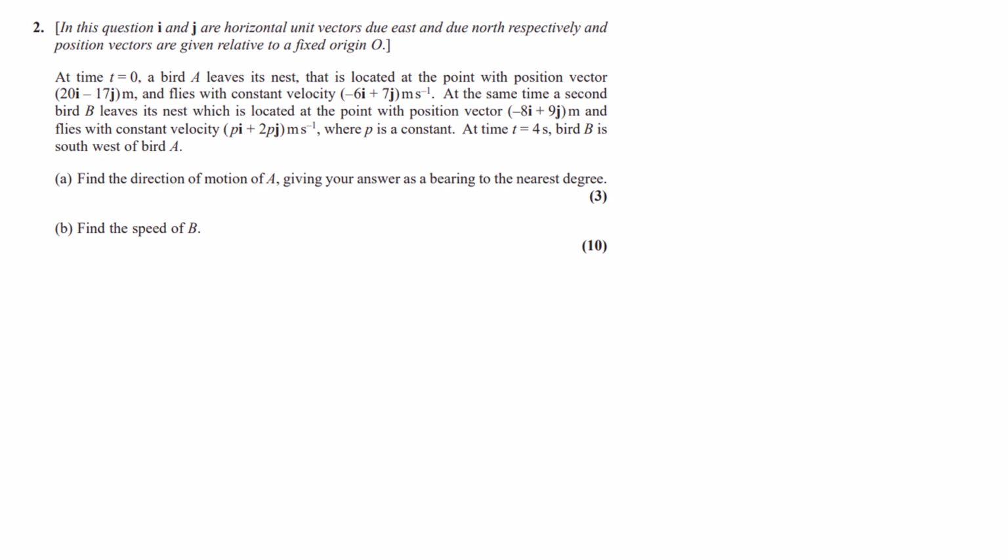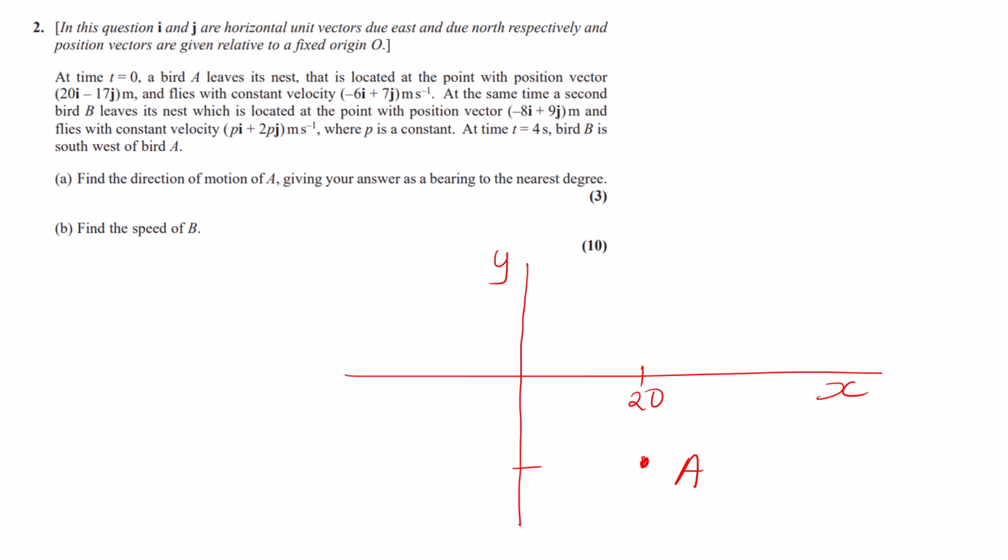All right. So I hope that you paused the video and you tried this one. It says a bird A leaves its nest that is located at the point with position vector 20, minus 17. So what I want to do now, I just want to draw a diagram to give you the perspective first before we start. So this is the x-axis, this is the y-axis. Initially, this bird is 20 across and 17 down. So 20 across positive on the x and 17 down. So kind of here. So this is bird A. That's where it is at the start.